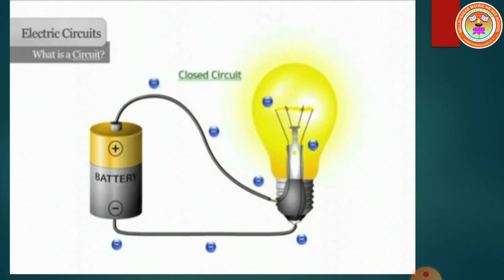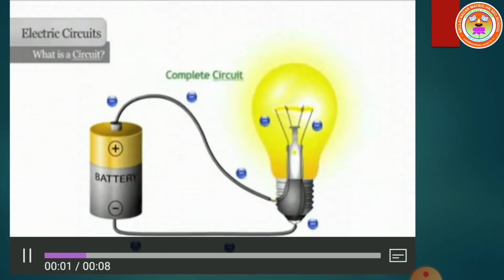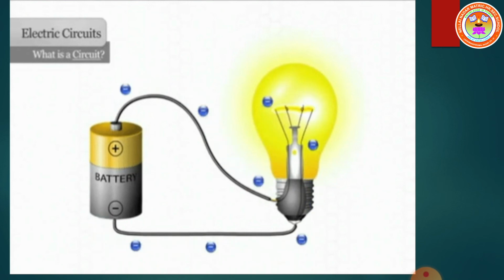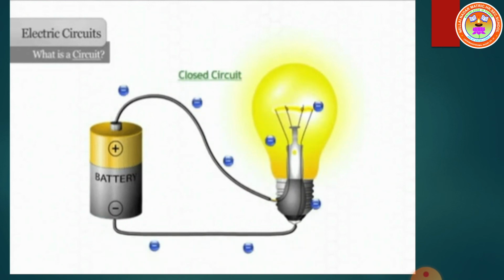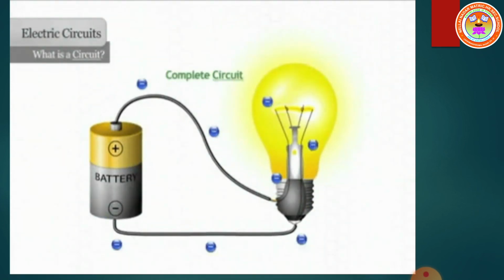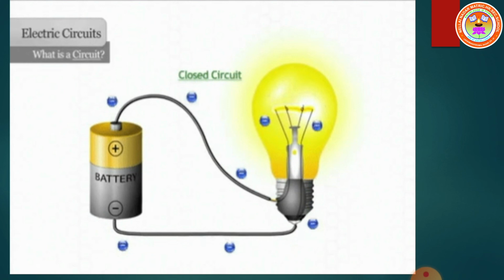Keep the switch in the off position. Does the bulb glow? No. Now move the electric switch to the on position. The movement of electrons is known as current. So the electrons are moving. Let the bulb glow for a minute. So touch the bulb now. Do you feel heat? Yes.